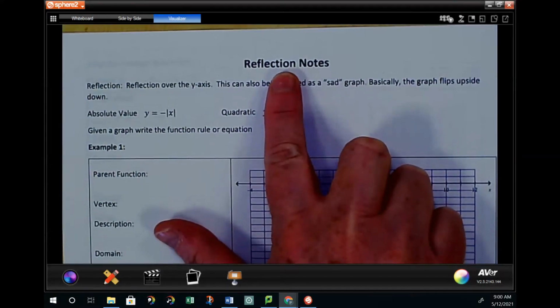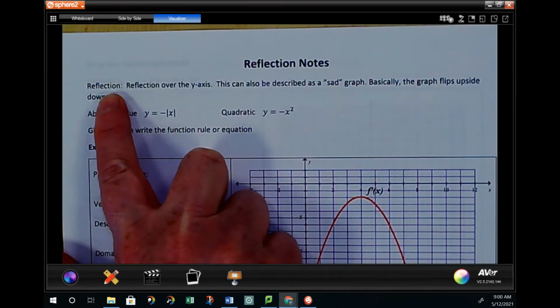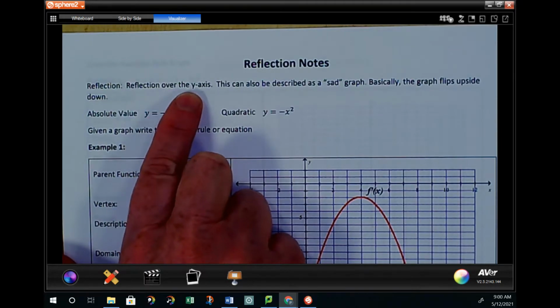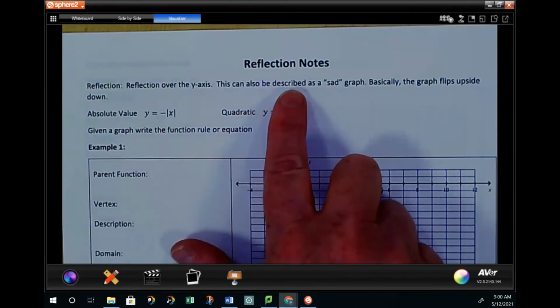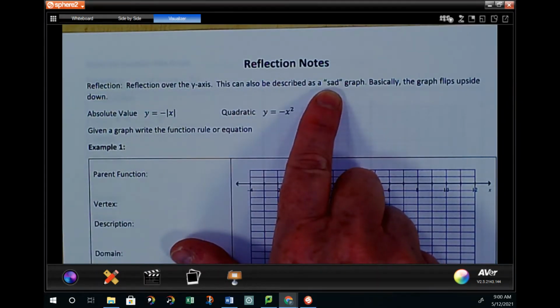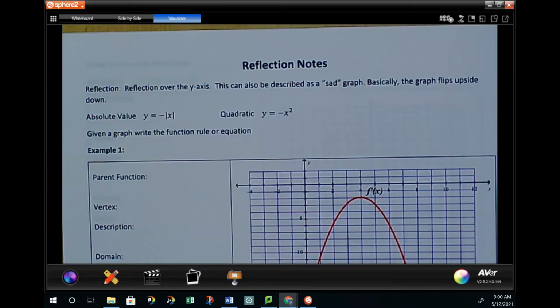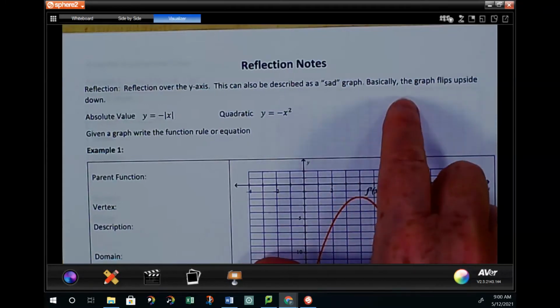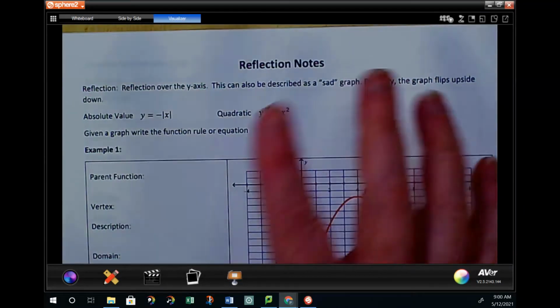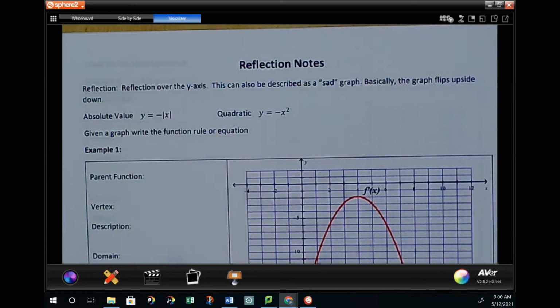Okay, so we're going to study reflection. And a reflection is going to reflect over the x-axis. This can also be considered a sad graph. I like to say that the ones we just did with translations were happy because those graphs faced up. Even the U, the V, or the U faced up. And this just flips it upside down. So I like to call it sad.